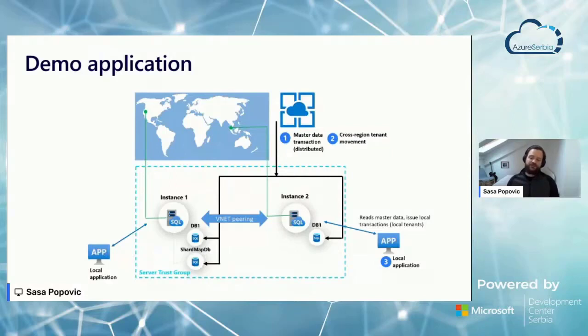Server trust group is a concept, and when it is created and instances are assigned to it, what it does under the hood is exchange certificates between instances, and with that, it establishes certificate-based trust between instances, which is needed for distributed transactions to work.